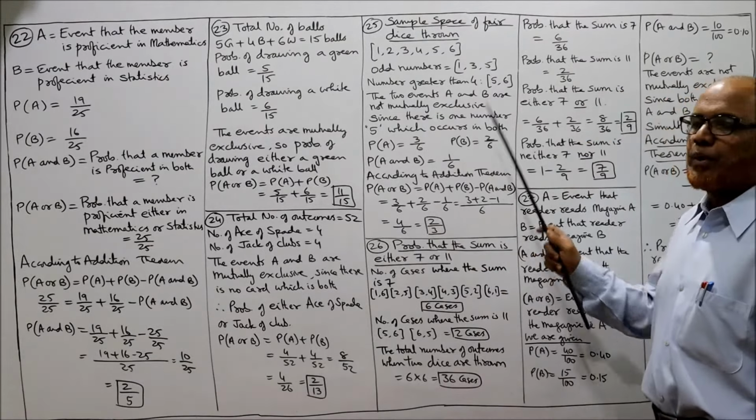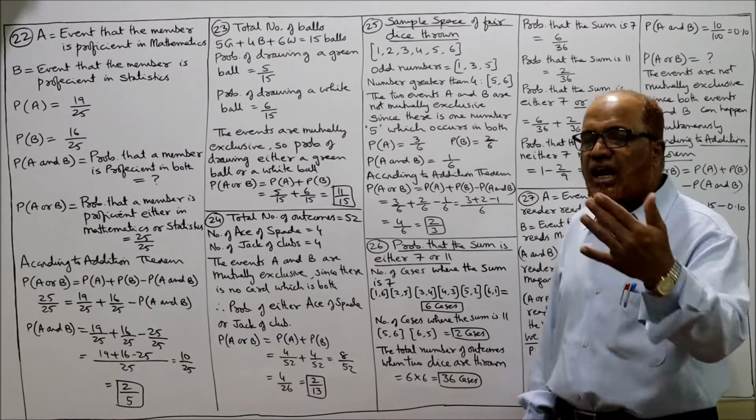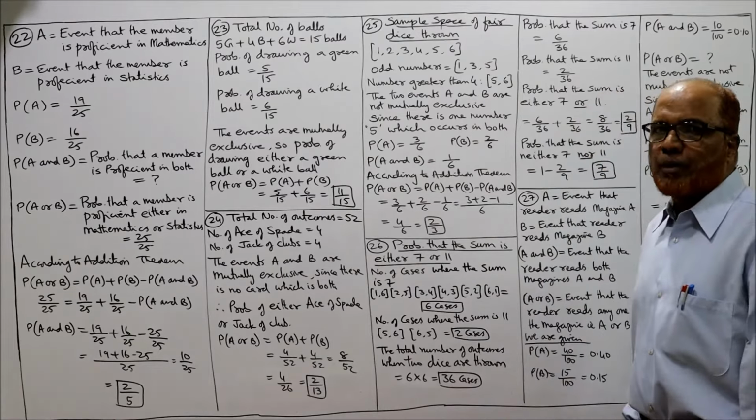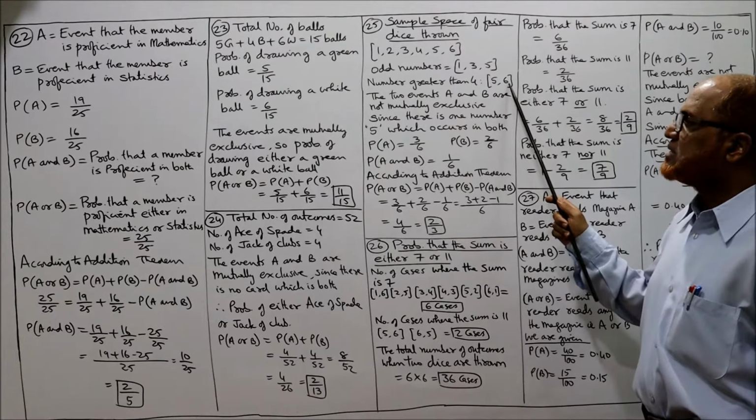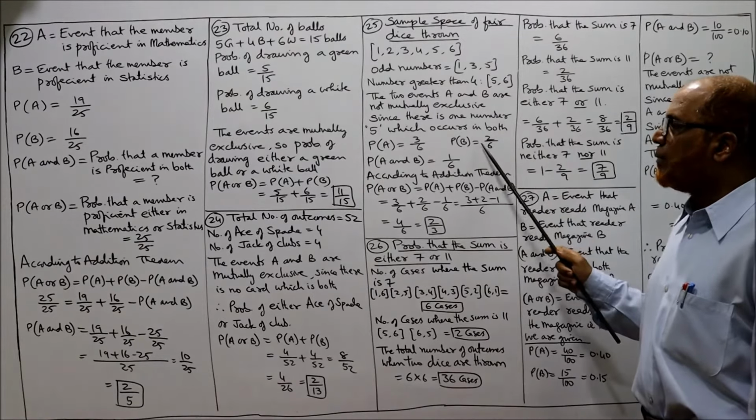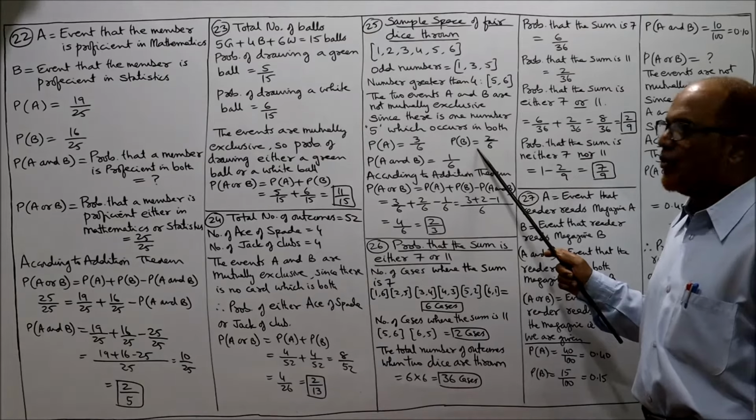P of B, probability that the number is greater than 4. So greater than 4, two numbers are there, 5 and 6. So 2 by 6 is the probability that the number is greater than 4.